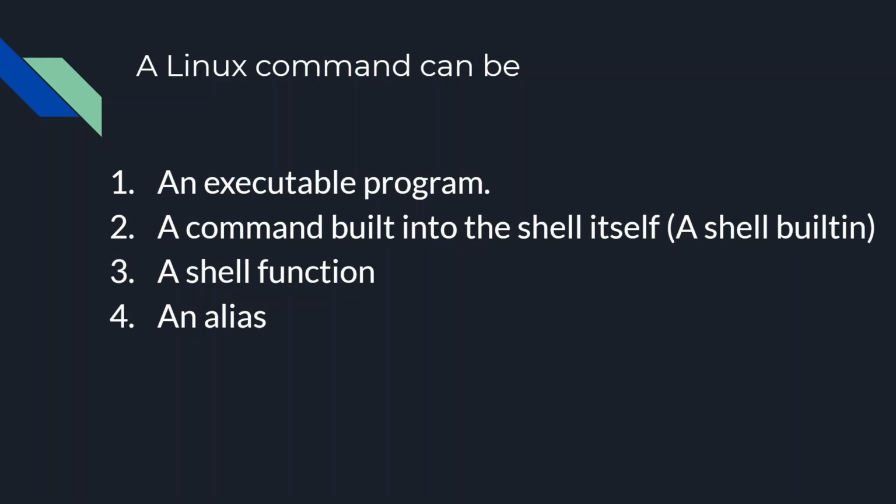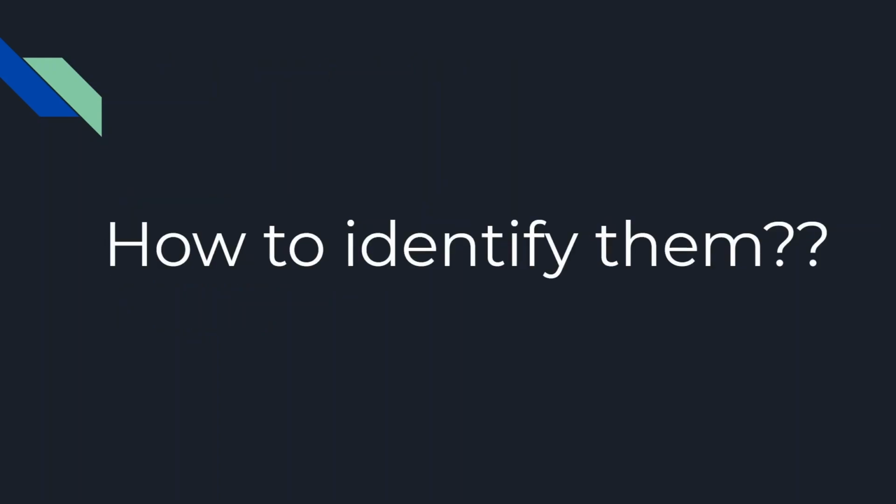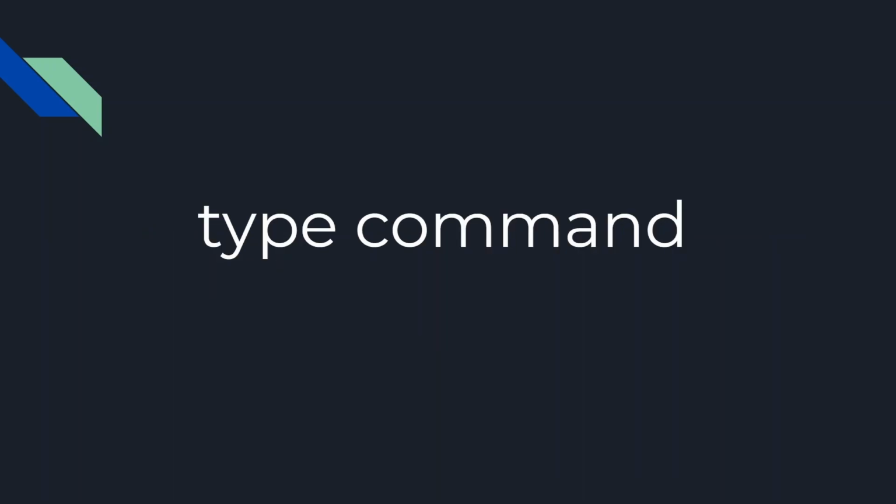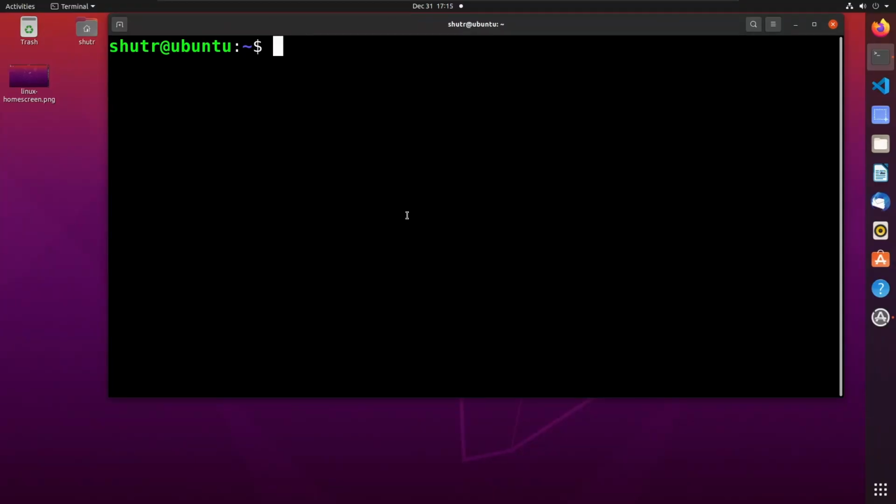So going to next, we know what these commands are, but we don't know how to identify which type they belong to. To identify them, we use a command called the type command. The type command is a shell built-in that displays the kind of command the shell will execute given a particular command name. The general syntax of the type command is type, and then you give the command for which you want to know the type.